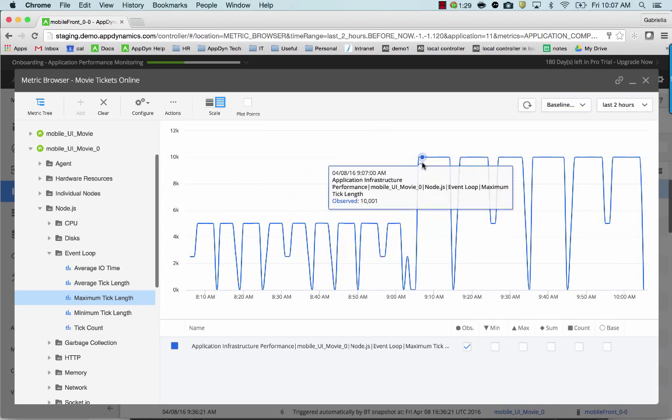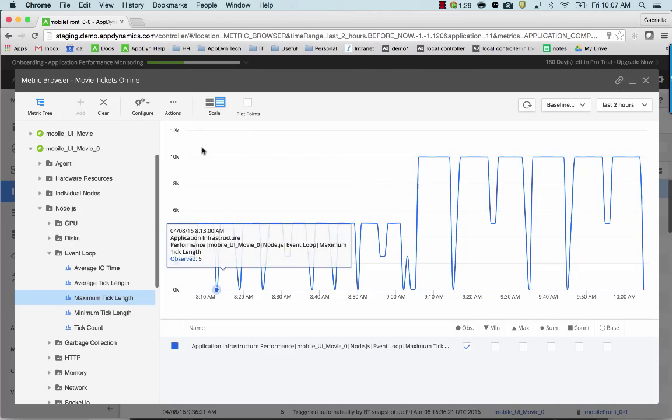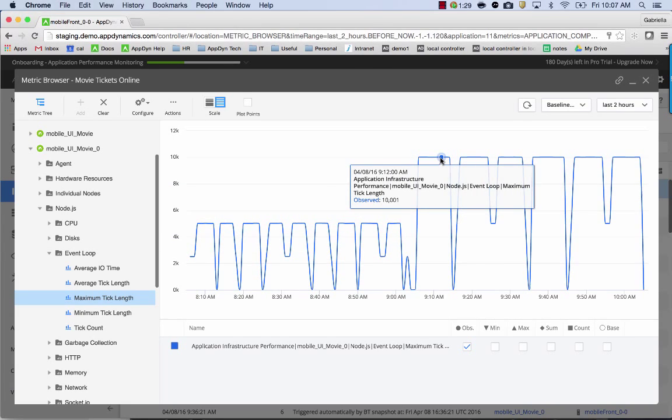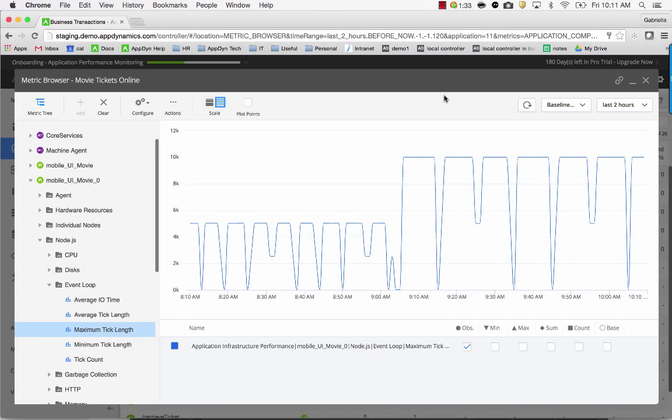And this confirms what we suspected. We can see the 10 seconds over here. A long running instruction is blocking the CPU for 10 seconds and impacting the buy transaction performance.